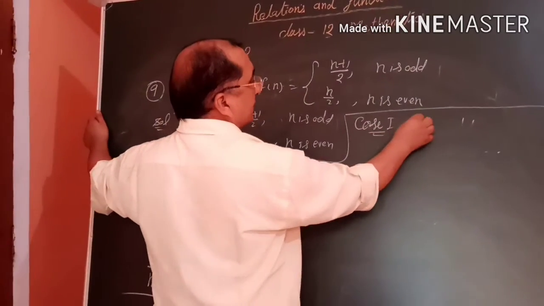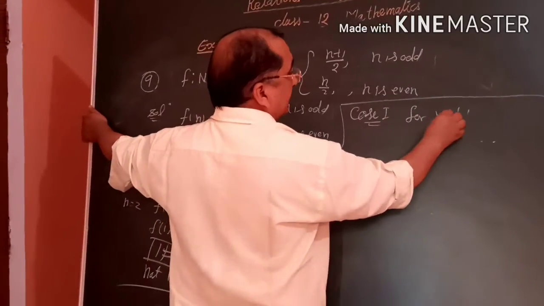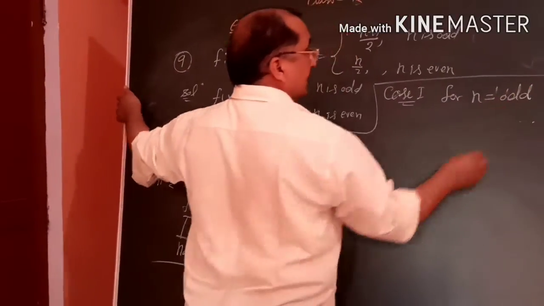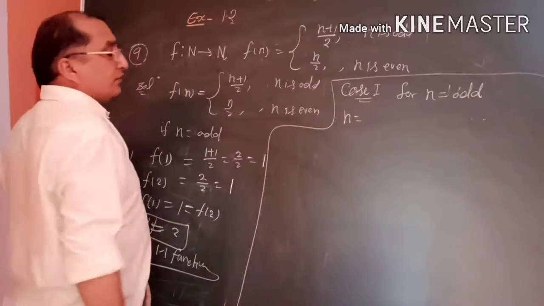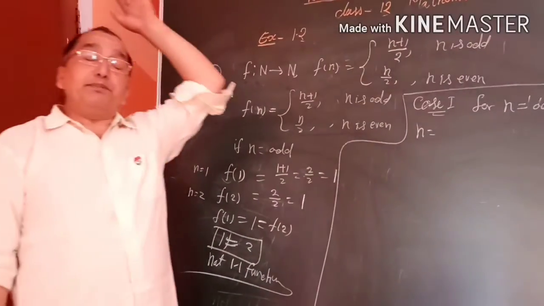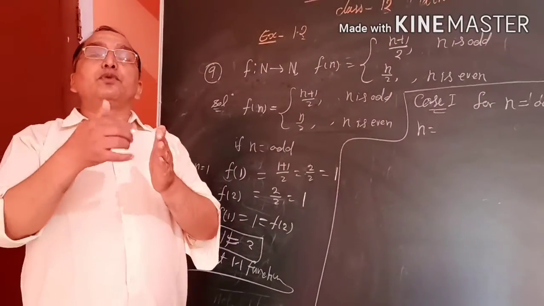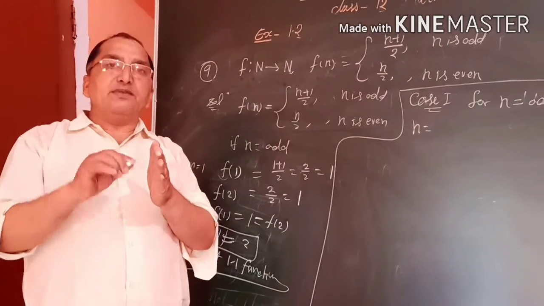Case first, for n equal to odd 1. If n is odd, so we know that every odd number will come one more than an even number or one less than an even number.